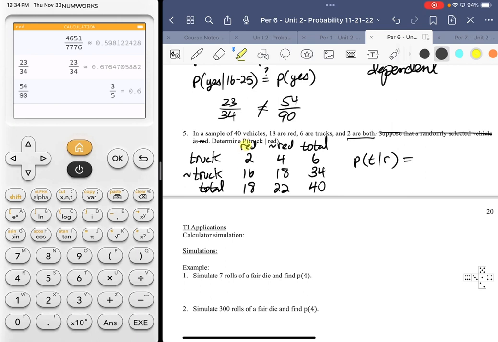So the condition here is that it's red vehicles. From the reds, I'm looking for trucks. So 2 red trucks out of the 18 available vehicles, which if you want to simplify to 1/9, that's fine.